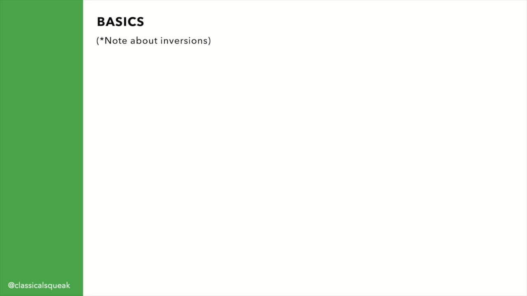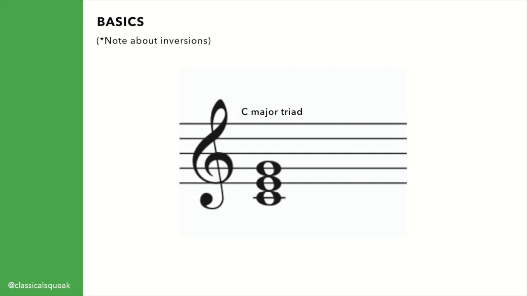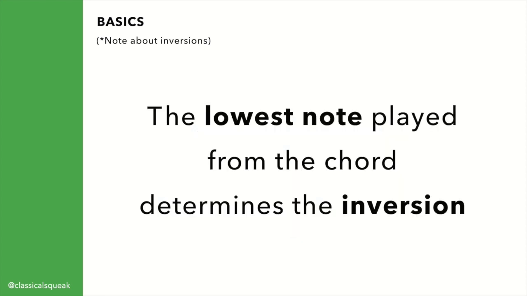A note about inversions. By root position, I mean, if we have a C major triad, for example, we build a regular triad stacked in thirds like a snowman, which means C, E, and G. The C is the root of the chord, which is the bottom note that the chord is built on. E would be the third, which is the middle, and G would be the fifth, which is on top. The lowest note played from the chord determines what inversion you are in.